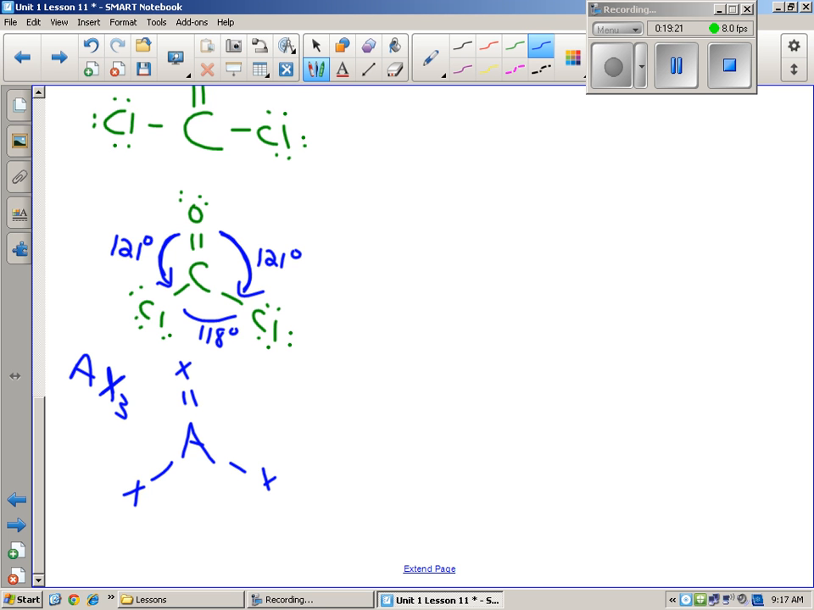Now, if you said 120, I'm probably not going to mark it wrong, but technically this is a better drawing. Okay, it's the proper angles for that: 121, 121, and 118. So you can see it's very close to 120, but there are more electrons there, so they are going to push harder. They're going to repel from that bond there harder.